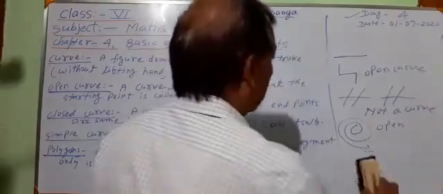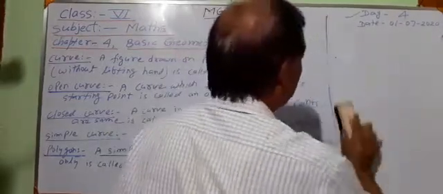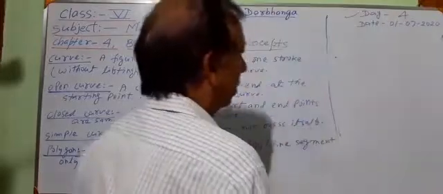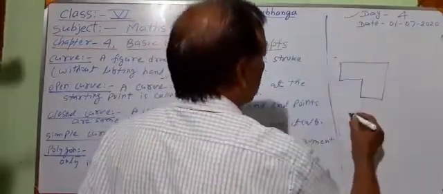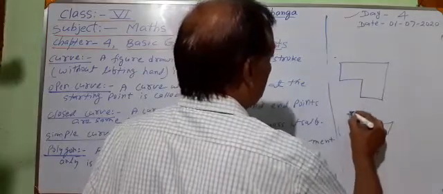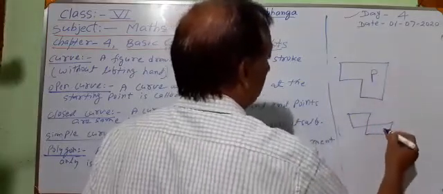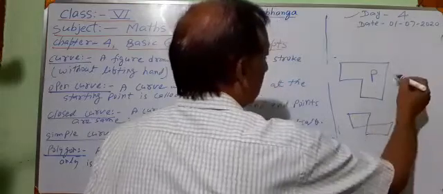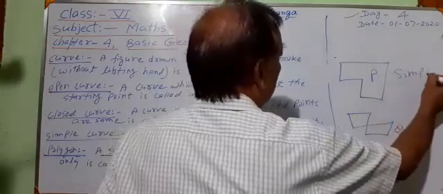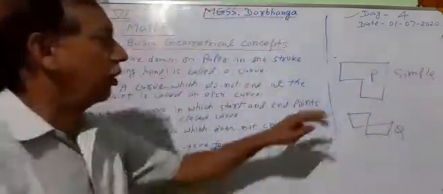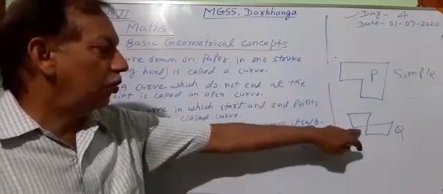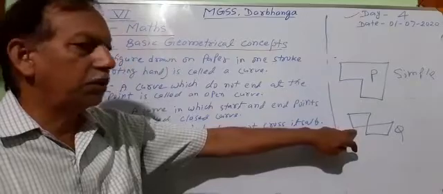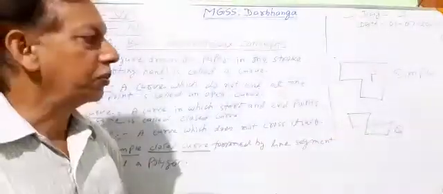Which is a simple curve? We have to decide. I am drawing figures and you reply. Which one is a simple curve? This is curve P and this is Q. Which is simple? This is simple. Why is this simple? Because no side is crossing another side. So this is a simple closed curve. Here one side crosses another side. So this is not a simple closed curve.